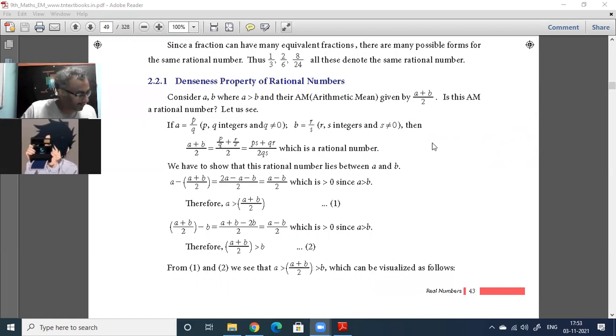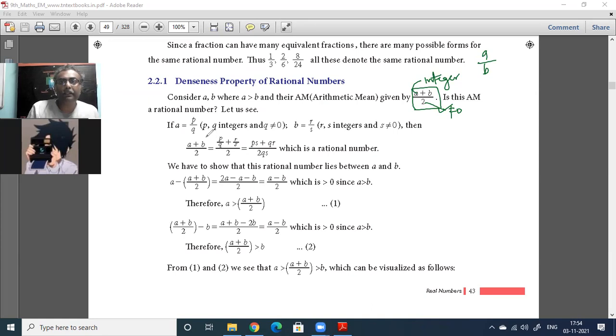Consider A, comma B, where A is greater than B. So A is on the right hand side of B, and their arithmetic mean is given by A plus B by 2. Arithmetic mean is always given by A plus B by 2. Is this arithmetic mean a rational number? Rational numbers are of the form A by B. Here you have A plus B by 2. Denominator is not 0, so denominator is okay. Numerator must also be an integer. If the numerator is an integer, then it is a rational number.